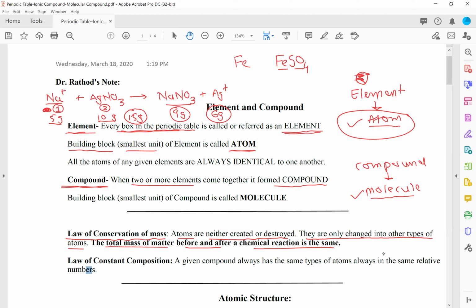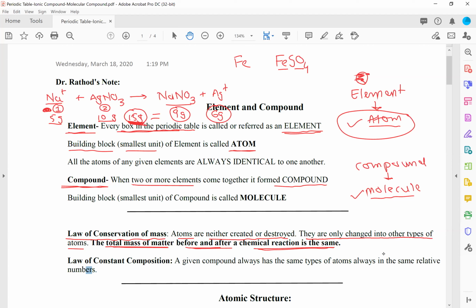What it simply says is that the grams of the reactants that go into the reaction will be equal to the grams of the products coming out of the reaction. So the total mass before and after a chemical reaction is the same. Do you guys follow this? Yes. This is just for your understanding.